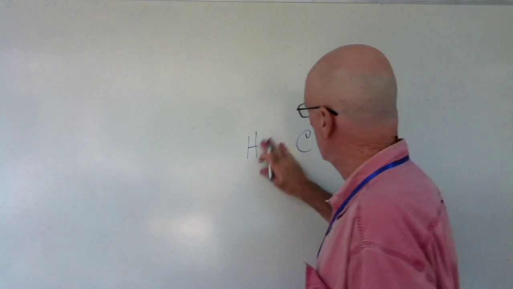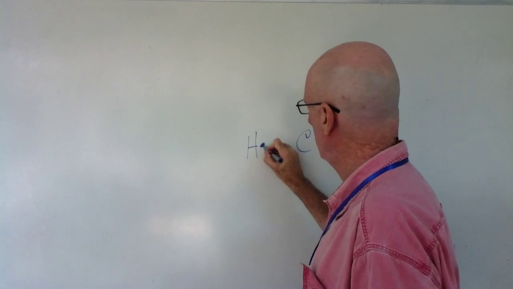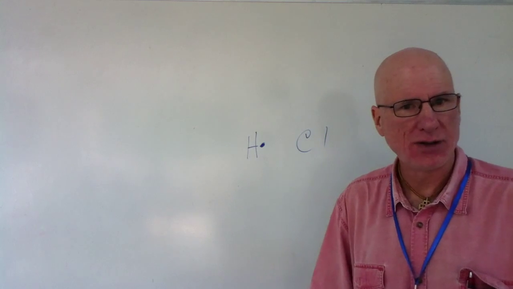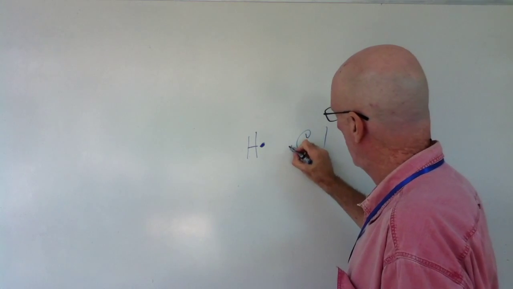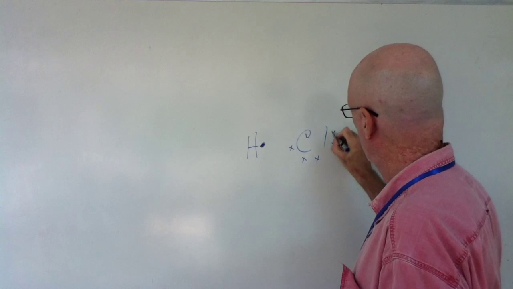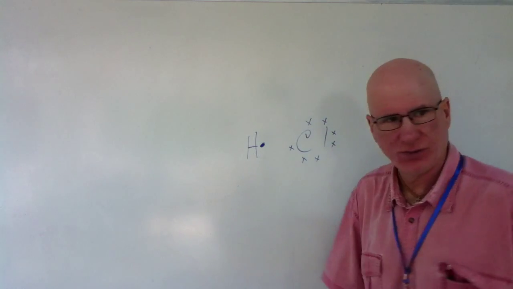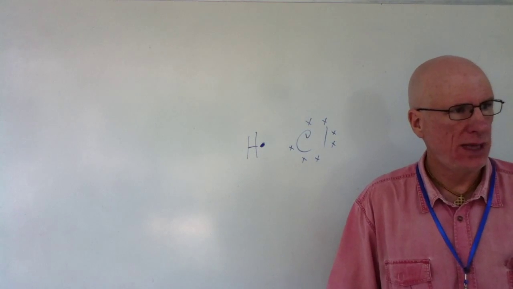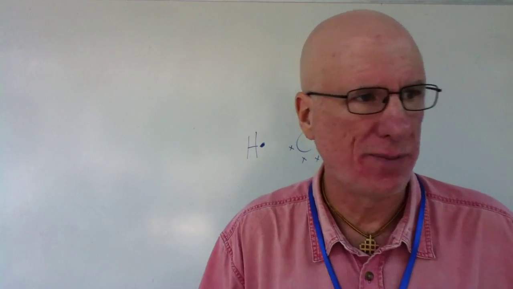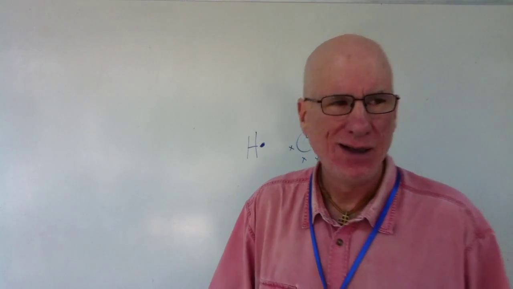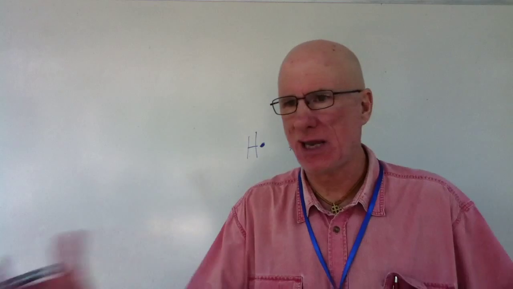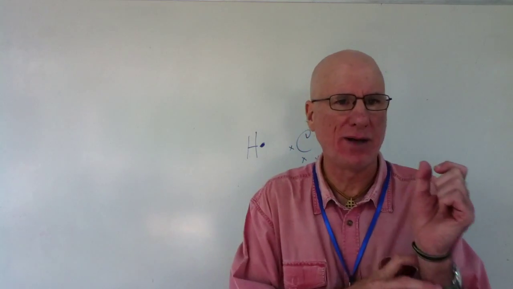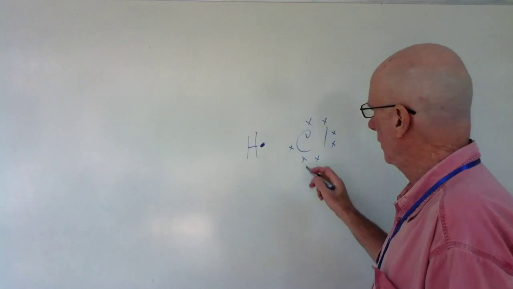And when it bonds, you have one electron for hydrogen, and you have seven for chlorine. And it forms a bond. Let's call it a covalent bond. We're going to do covalent bonding, okay? Ionic bonding is easy. It just takes it, and we'll do ionic bonding, but I want to look at this.